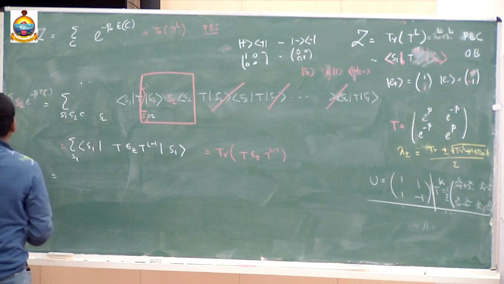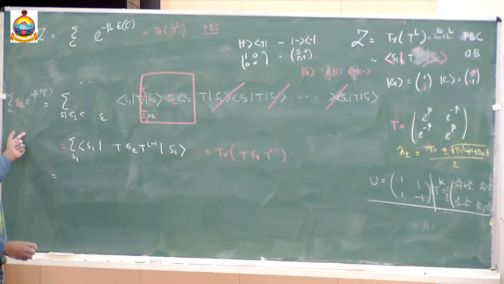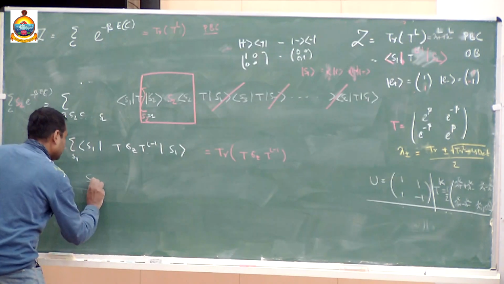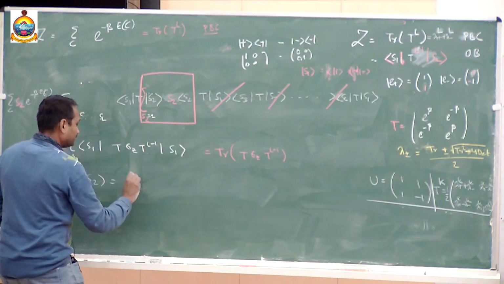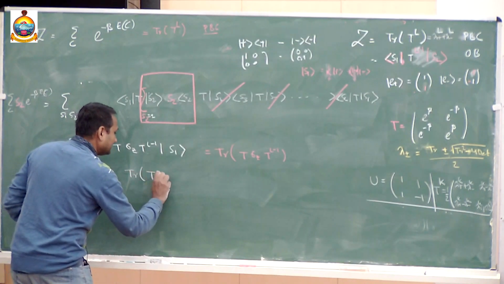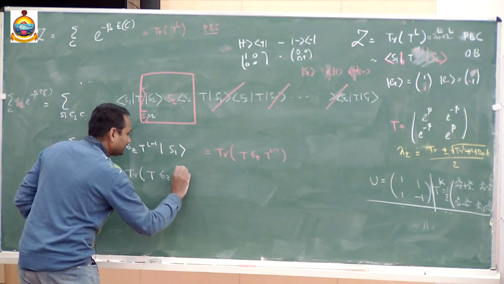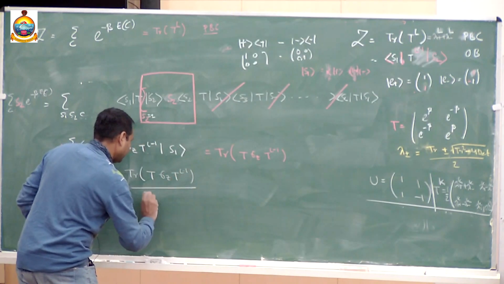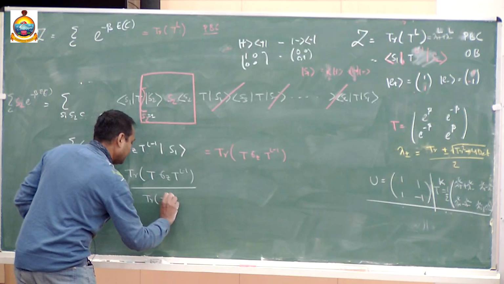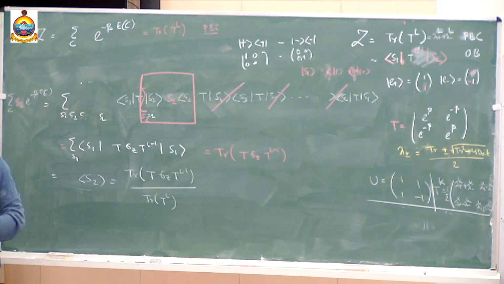So basically S2 average is this divided by the partition function, right? I mean, S2 average is equal to trace of T sigma z T to the power L minus 1 divided by trace of T to the power L. Okay, so that's what you get.